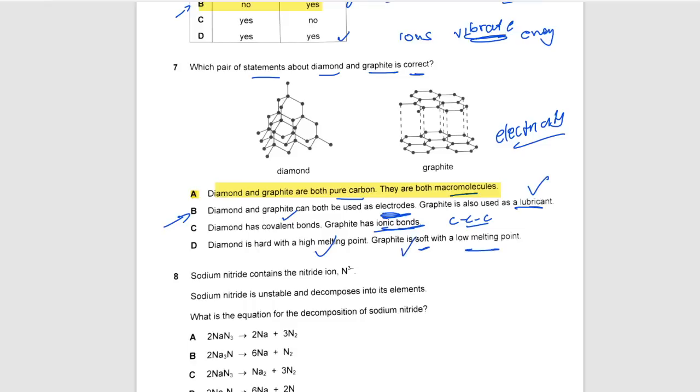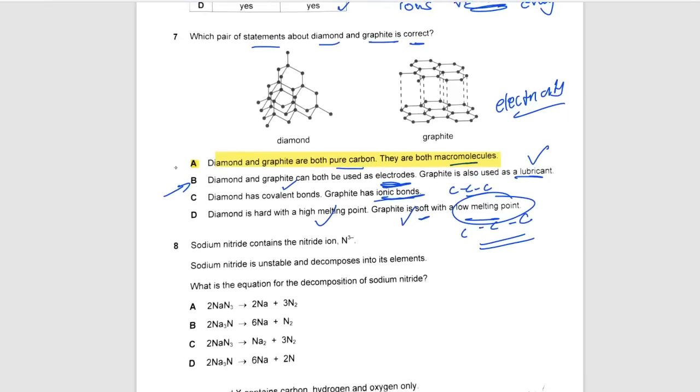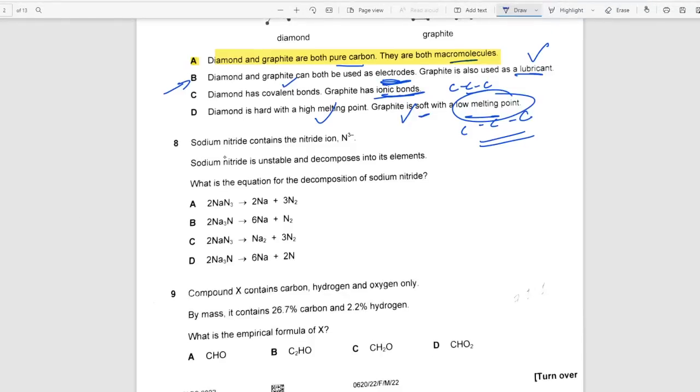Now graphite is soft, isn't it? But it does not have a low melting point. Because of the carbon chains, it has a high melting point. So that is wrong. So therefore the answer is A.